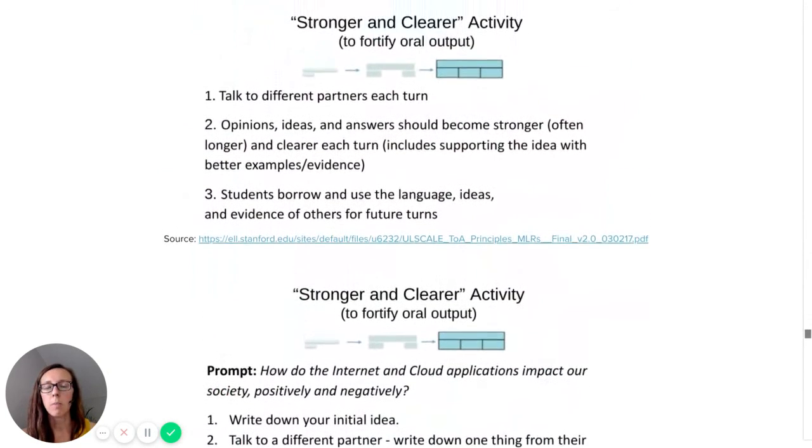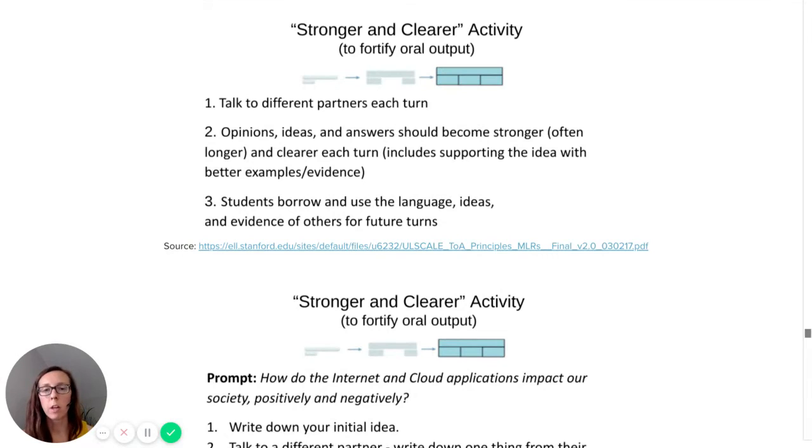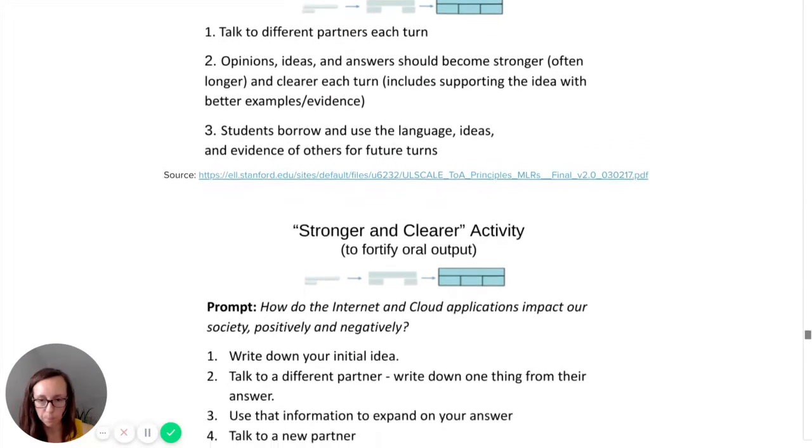Another activity that can be helpful to strengthen or support oral language output is something called Stronger and Clearer. This is where students are sharing their opinions or ideas about a concept, and they're going to borrow some ideas and verbiage from others as they reformulate their thoughts. So here's how it works.